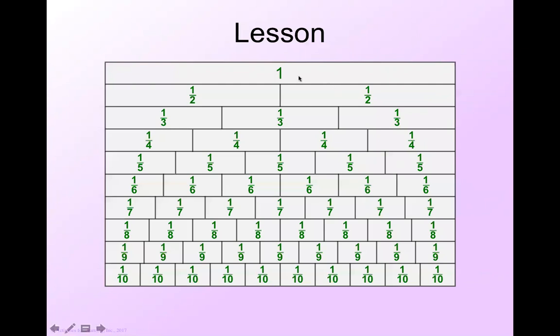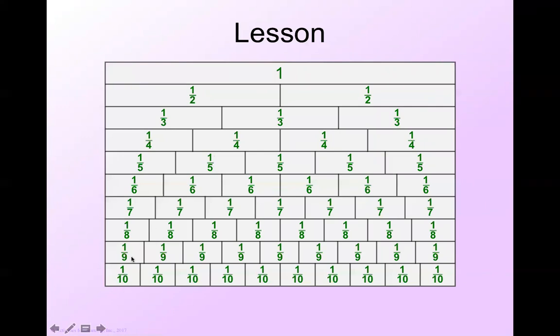So for example, here we have 1 whole, and then we have 1 whole divided into 2 equal sections. 1 divided into 2 equal sections, 1/2. 1 divided into 3 equal sections. 1 divided into 4 equal sections. 1/5 all the way down, 1/10.